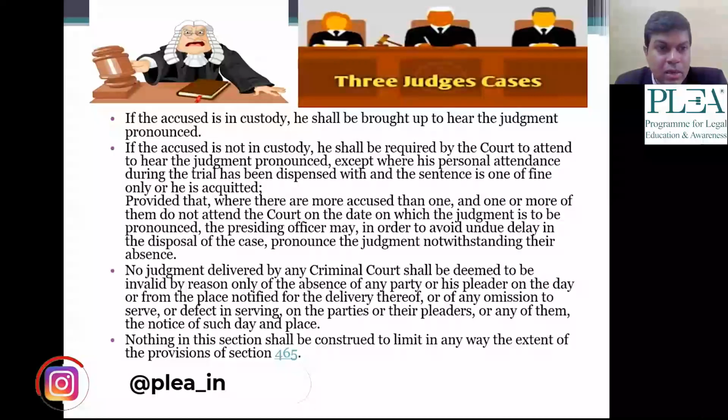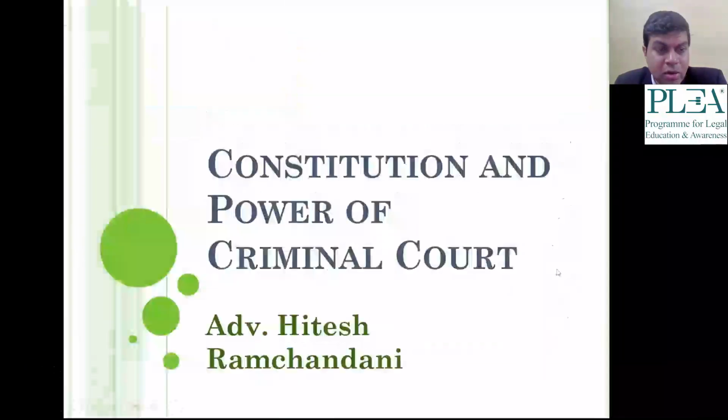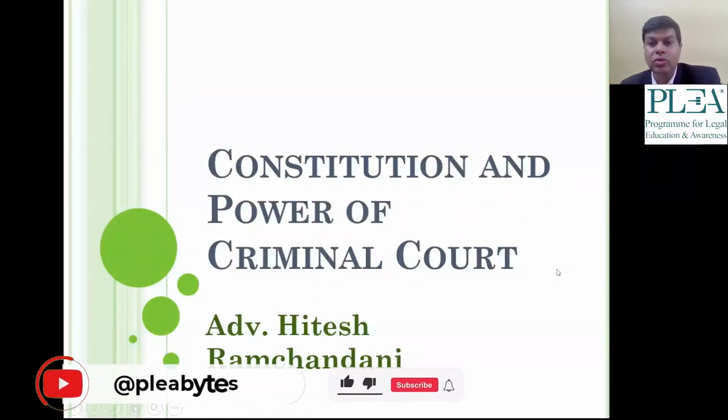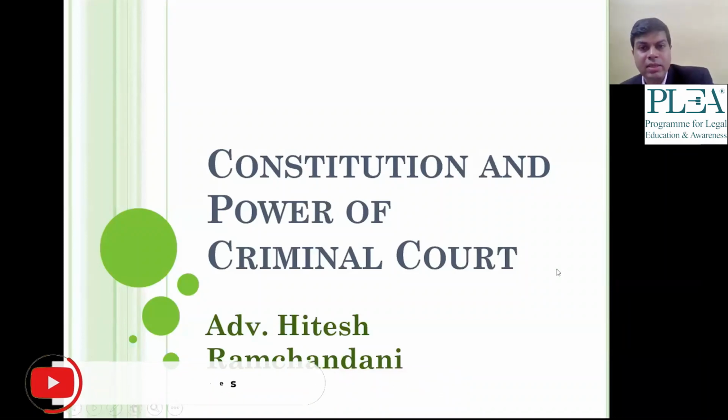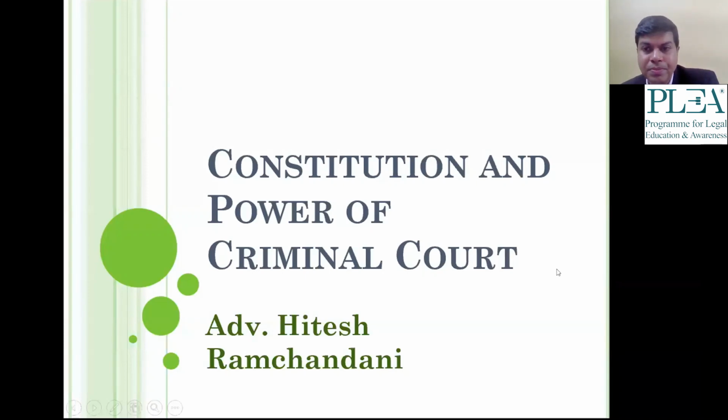Now we will go to another topic, that is constitution and powers of criminal courts. There are different types of trial courts, and different sentencing powers are given to the trial courts. One is the sessions judge and the additional sessions judge. In this, any sentence authorized by the law can be given, but the death sentence has to be confirmed by the High Court. So any sentence can be given by the sessions judge, but if there is a death sentence given by the sessions judge, then it has to be confirmed by the High Court.